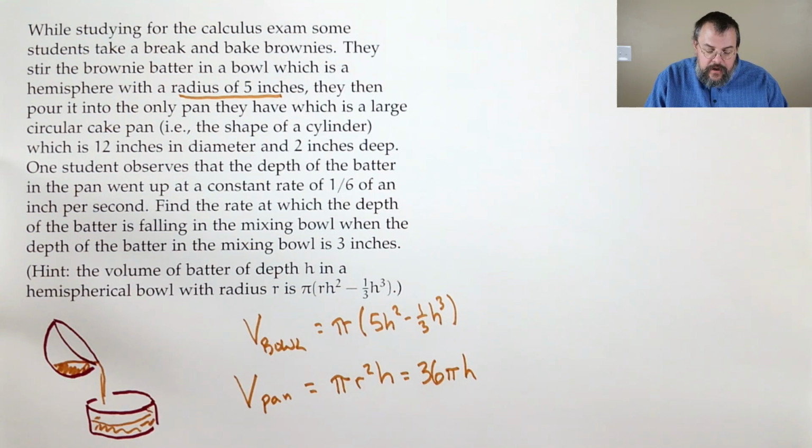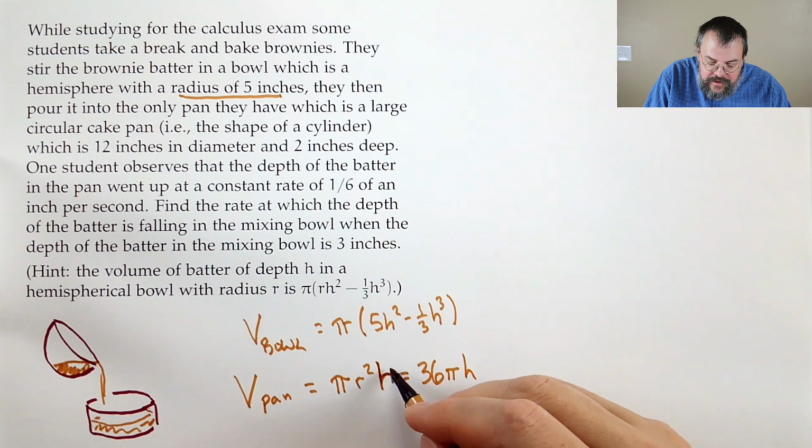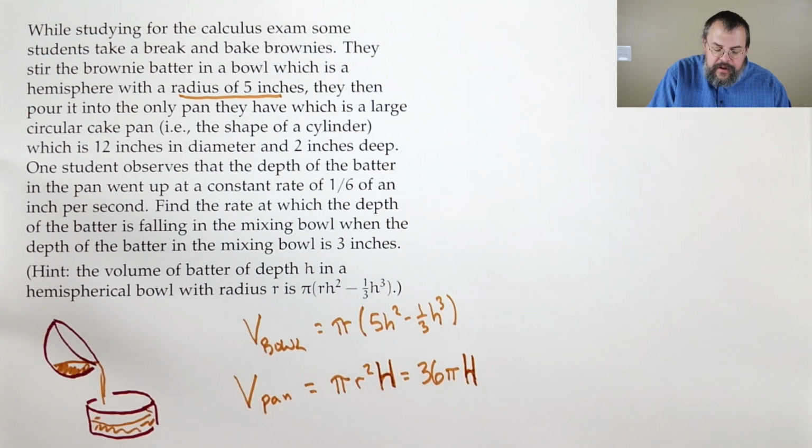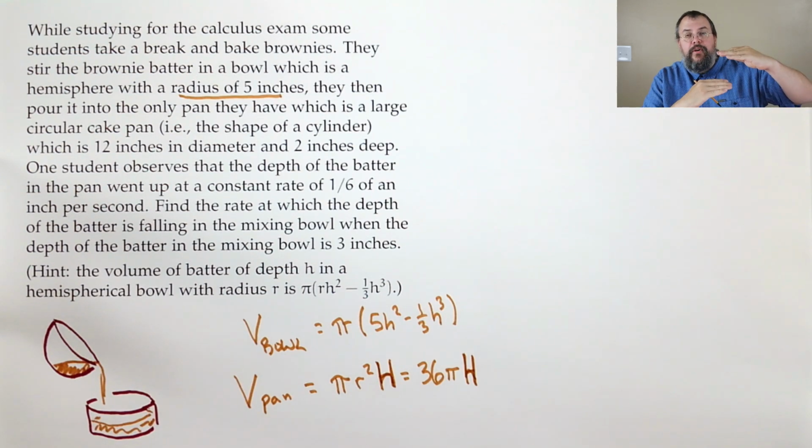Good. Now, I've done something dangerous here, which is I've used h to represent the height in the bowl and h to represent the height in the pan. But they're different heights, so we need different symbols. So I'm going to be fancy here and turn this into a capital H. Capital H is what's happening in the pan. Little h is what's happening in the bowl. All right, now, what's happening? Well, in the bowl, the volume is decreasing, and in the pan, the volume is increasing.